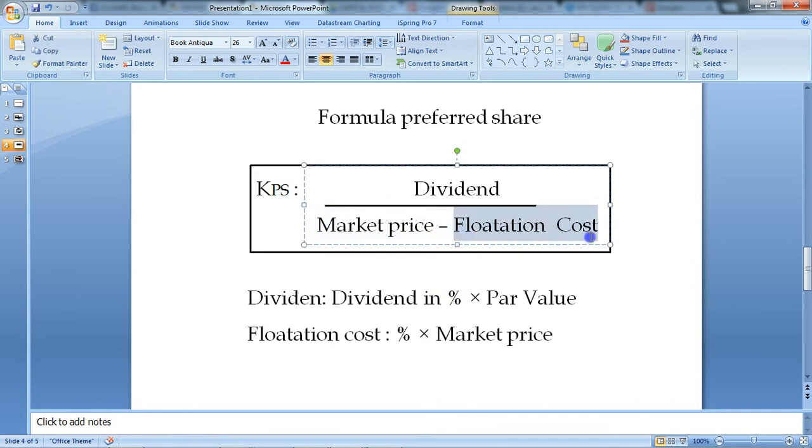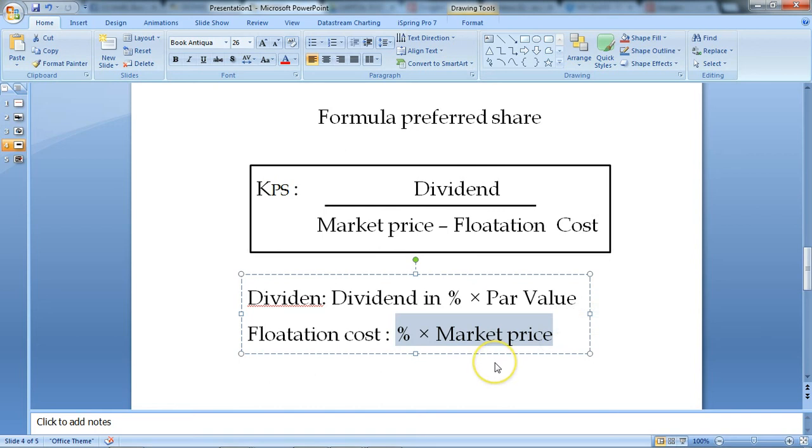Next, your flotation cost. How to find flotation cost? Percentage times market price. Remember, if the question says the flotation cost is 10% from par value, then you use par value. But if the question does not mention anything and only gives you the percentage, you need to calculate the percentage times the market price given by the question.